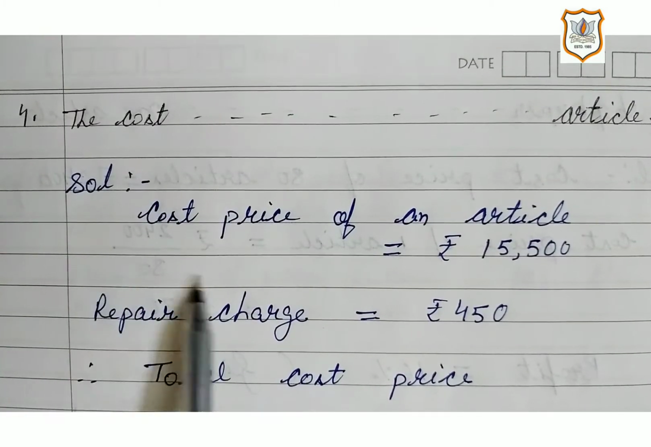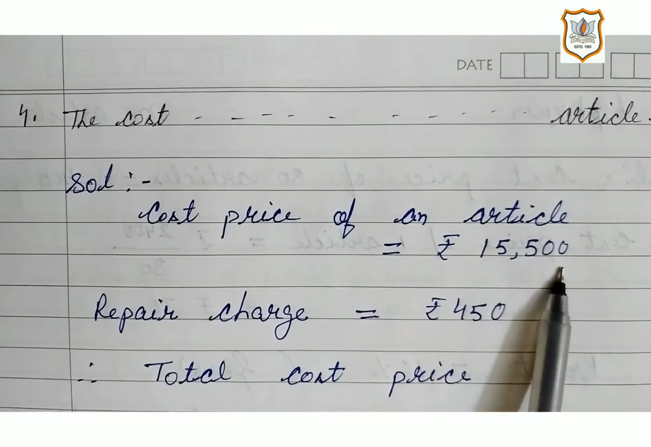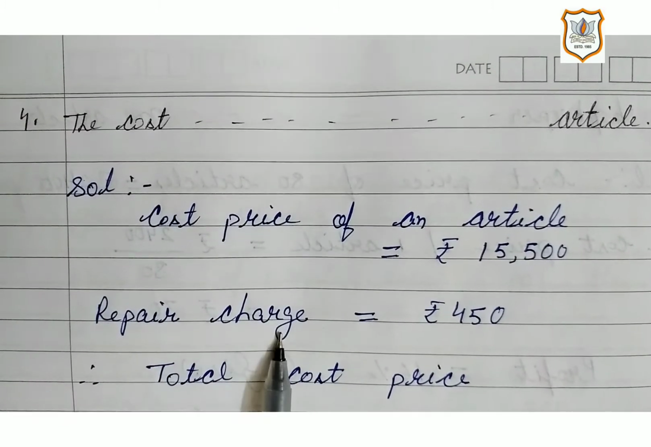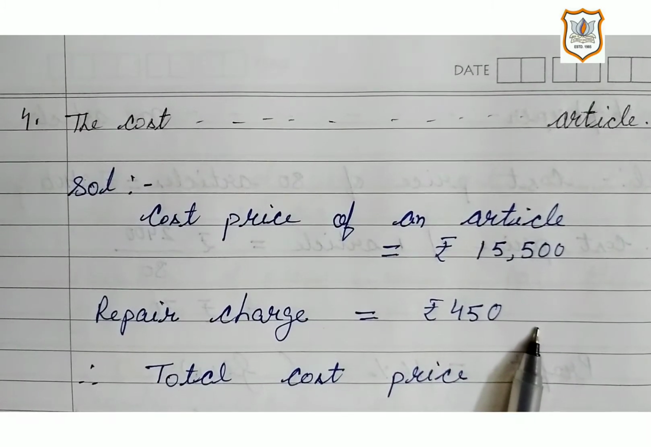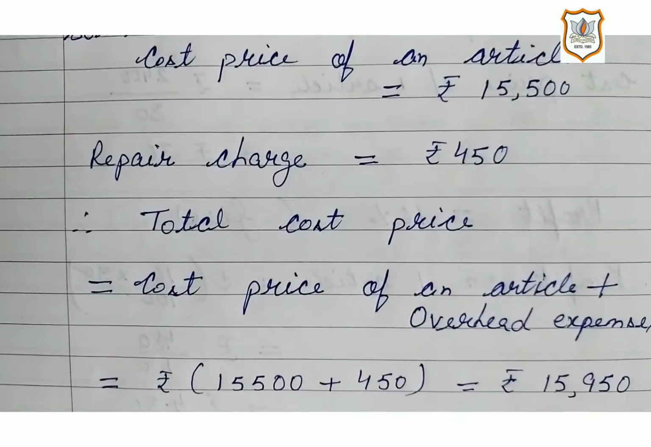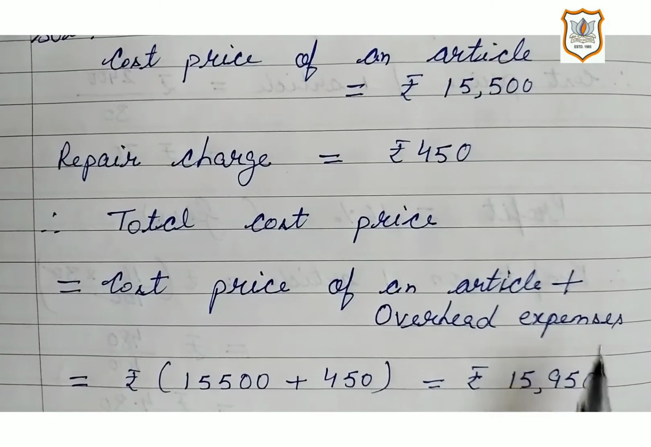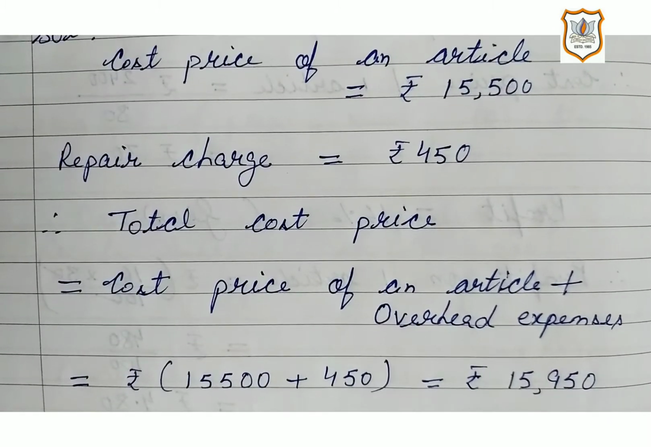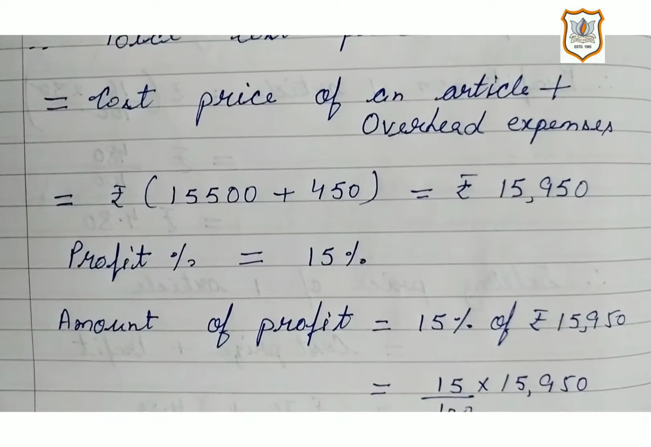Look at the solution. Cost price of an article is equal to rupees 15,500. That is given in the question. Repair charge is overhead charge, is equal to rupees 450. Total cost price is equal to cost price of an article plus overhead expenses. So we get rupees 15,950 and profit is 15%. That is given in the question.